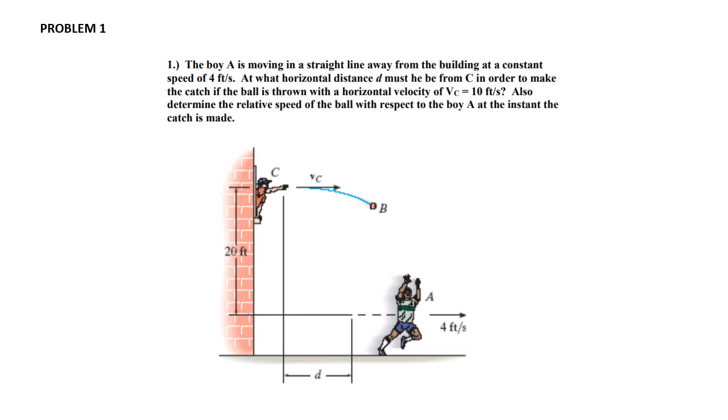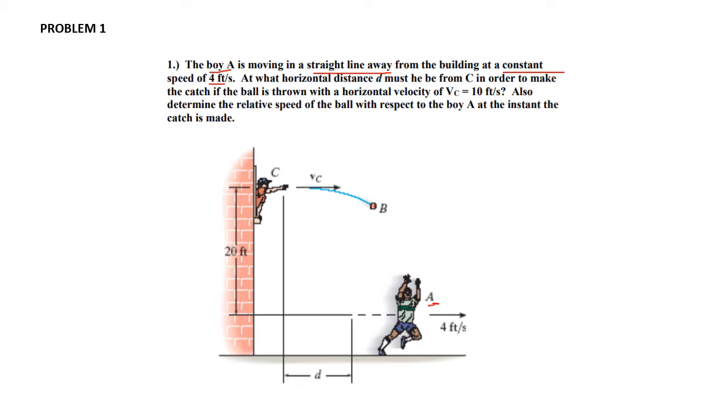So let's take a look at our first question here on the exam. The first question tells us that we have some boy A moving in a straight line away, so that lets us know the direction, from the building at a constant speed. So we're dealing with a constant speed here of 4 feet per second. This is for our boy A right here.